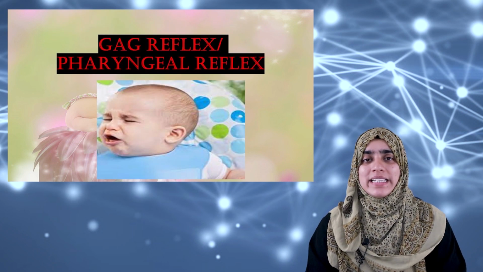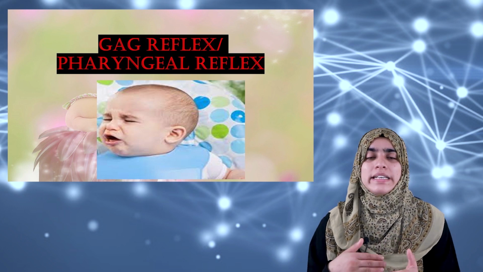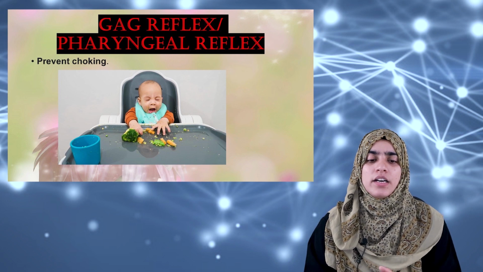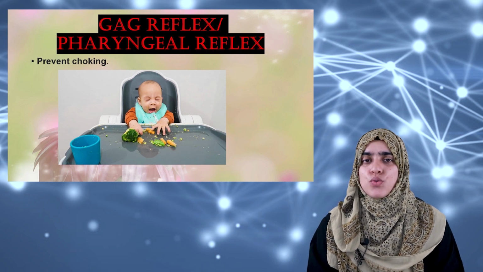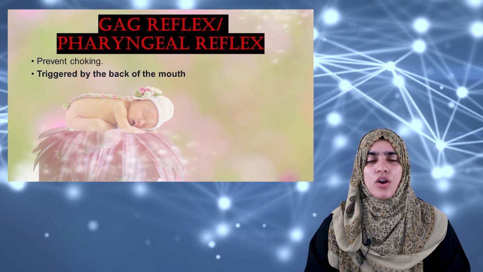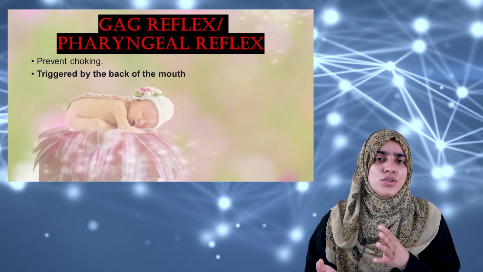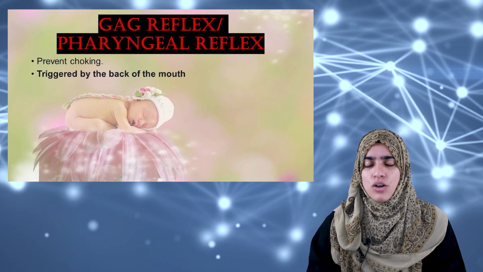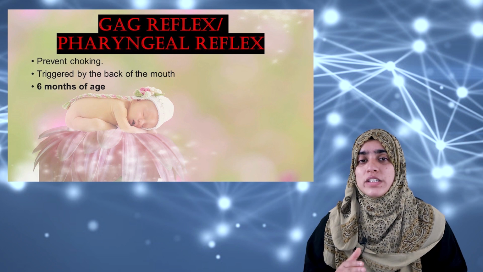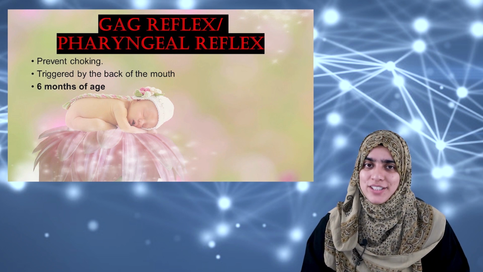Next, we'll talk about the gag reflex, or you can call it the pharyngeal reflex. Gagging is a reflex action that helps to prevent choking. It can be triggered by fingers or by spoon or by food or toys when touching the back of the mouth or the palate of the mouth. The gag reflex will diminish around 6 months of age.